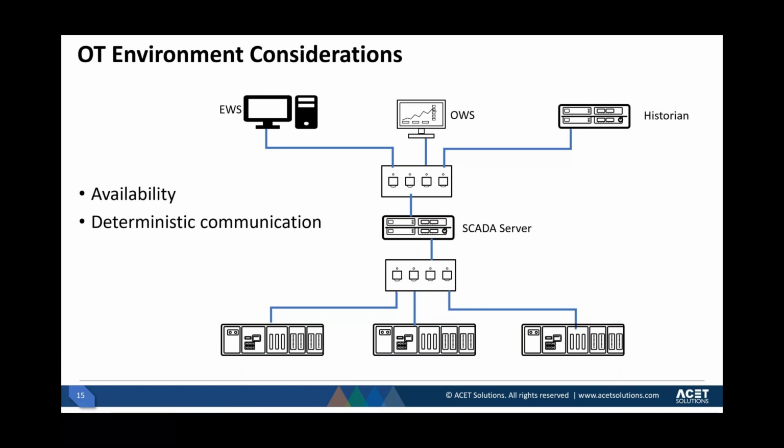So let's talk about these two terms. What do we mean by these? Availability. There are different levels of availability we talk about. At the end of the day, remember, we don't want to disrupt anything. We don't want to cause any disruption to plant operation, to the industrial facility operation.